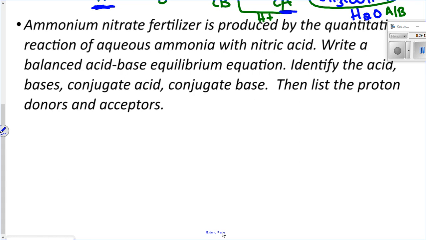So write a balanced acid-base equilibrium equation. Identify the acid, base, and the conjugate acid, conjugate base. List the proton donor and acceptor. Okay. Our entities is that we have aqueous ammonia. Ammonia is NH3.